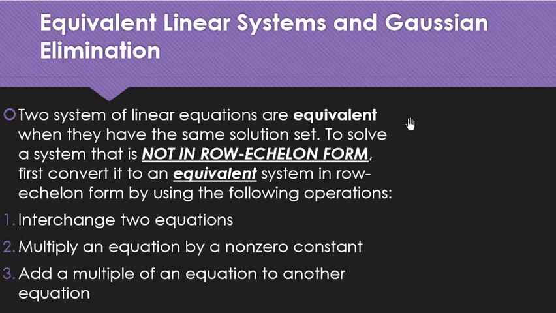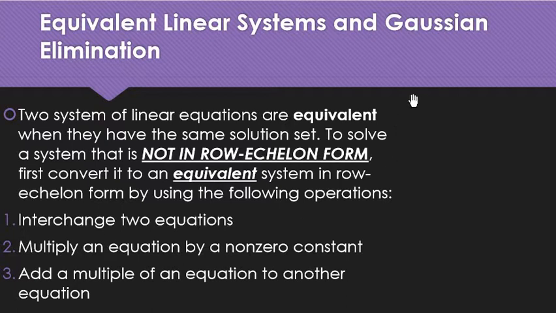Previously, we have solved systems of equations using back substitution when they are in row echelon form. However, not all linear systems are in row echelon form. Fortunately, two systems of linear equations are equivalent when they have the same solution set. Therefore, we can take a system that is not in row echelon form and convert it to an equivalent system in row echelon form by using the following operations.